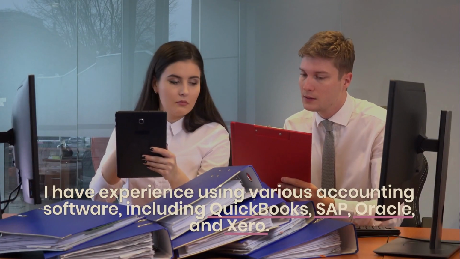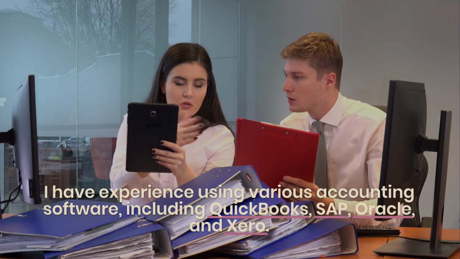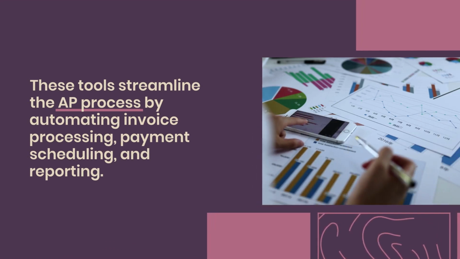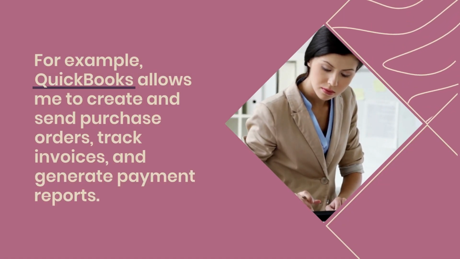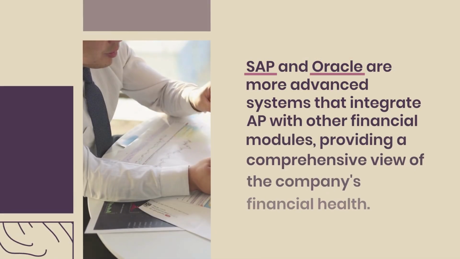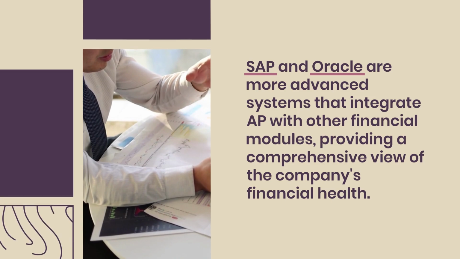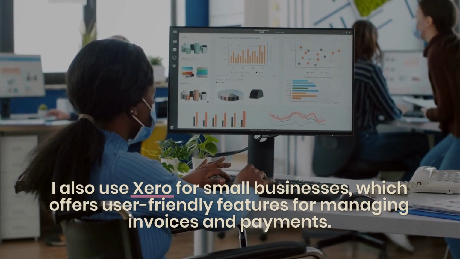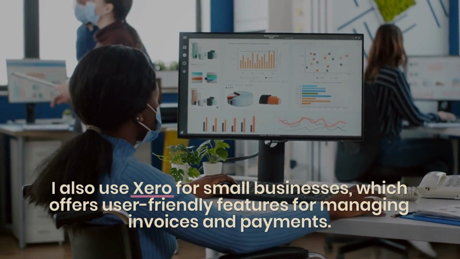I have experience using various accounting software, including QuickBooks, SAP, Oracle, and Xero. These tools streamline the AP process by automating invoice processing, payment scheduling, and reporting. For example, QuickBooks allows me to create and send purchase orders, track invoices, and generate payment reports. SAP and Oracle are more advanced systems that integrate AP with other financial modules, providing a comprehensive view of the company's financial health. I also use Xero for small businesses, which offers user-friendly features for managing invoices and payments.